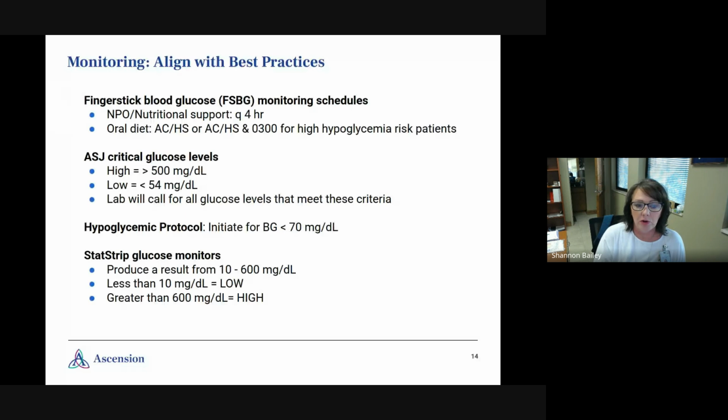The stat strip glucometer that we use in the hospital will produce a result viewable on the screen from 10 to 600. Anything less than 10, I believe, don't quote me, it may either say low or it just says less than 10. I'm not 100% sure. I know what it says in Cerner is less than 10, but I think on the screen it's going to say low. And then greater than 600 is going to read high on the meter.